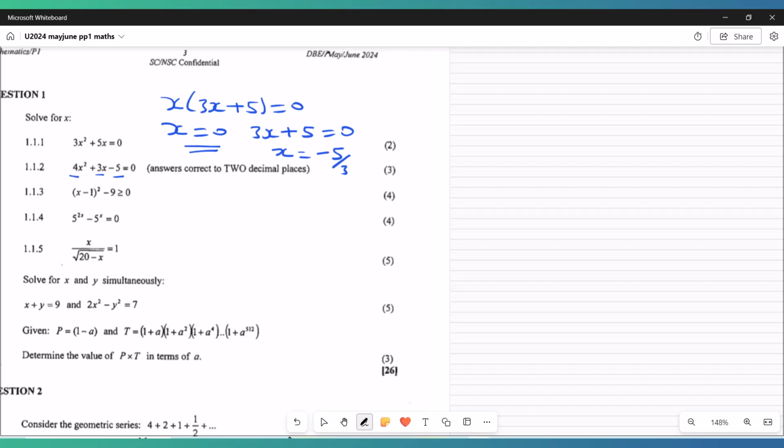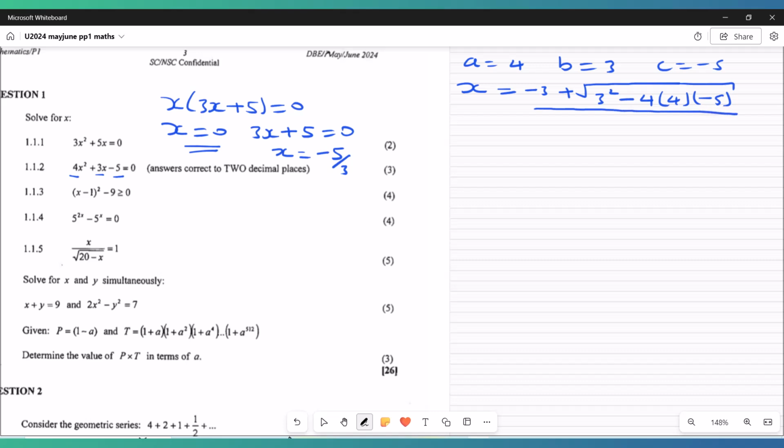So we are going to use the quadratic formula. It says x equals minus b, that will be minus 3, plus or minus the square root of b squared, that's going to be 3 squared, minus 4ac, minus 4 times a, which is still 4, then our c is negative 5. I encourage you to put the brackets the way you see them here, so that you don't mess up. Then divide by 2a.